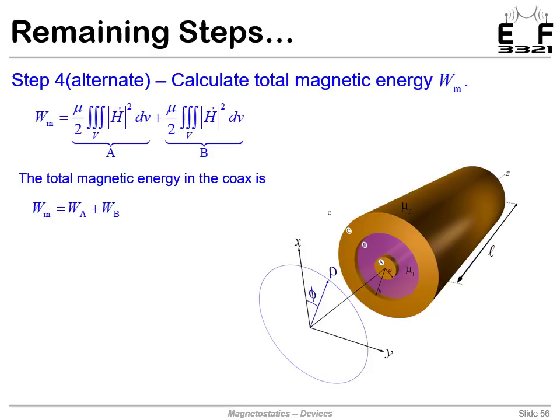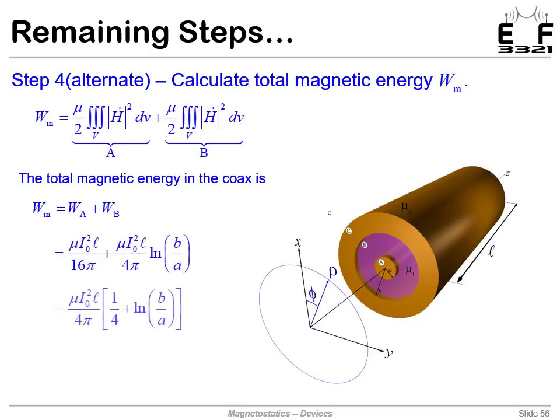Pulling these together, the total magnetic energy is the magnetic energy in region A plus the magnetic energy in region B. So we add these together, we see a bunch of common terms, and we can pull them to the outside, and we have a nice expression for the total magnetic energy.